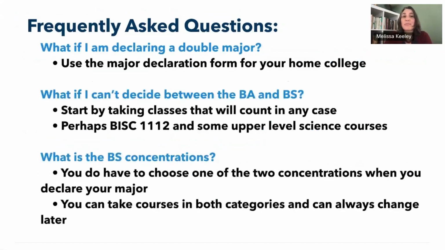What if I'm declaring a double major? Again, you use the major declaration form from your home college. What if I can't decide between the BA and the BS? So I would start by taking classes that will count in any case. So BISC 112 is a great one. Certainly a lot of the foundational classes double count, and you could even start taking some upper level science classes, which would also double count to figure out what your interests are and make that decision.